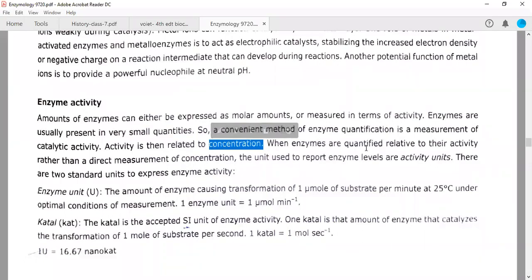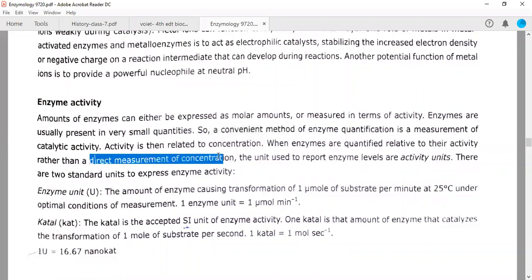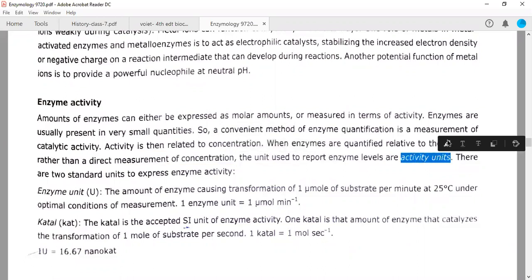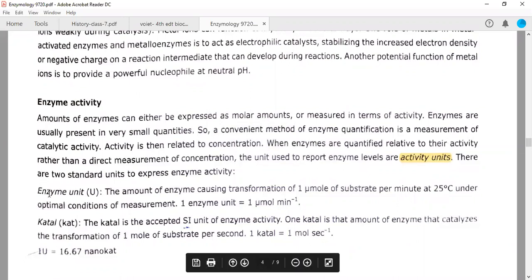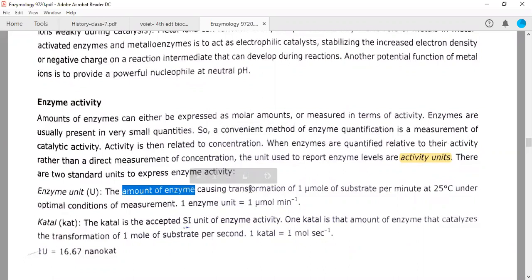When the enzymes are quantified related to their activity rather than the direct measurement of the concentration, the unit used to report the enzyme level is the activity unit. So these are called activity units. You need to know the names of two activity units here. The two standard units which are used in enzymology, one is called enzyme unit. Enzyme unit is the amount of enzyme or the concentration of enzyme causing the transformation or conversion of 1 micromole.